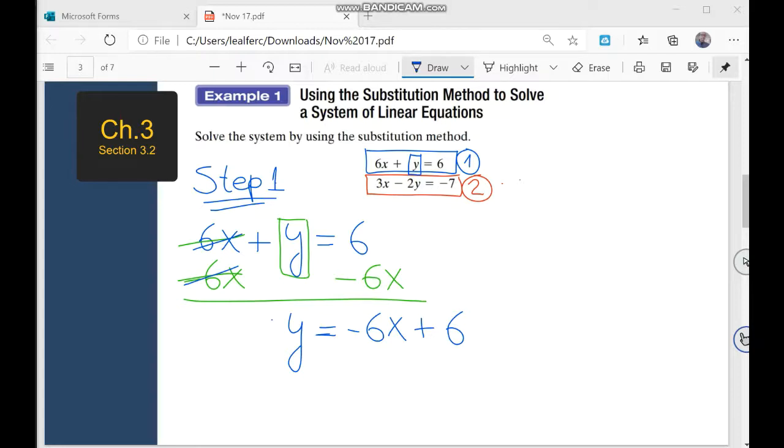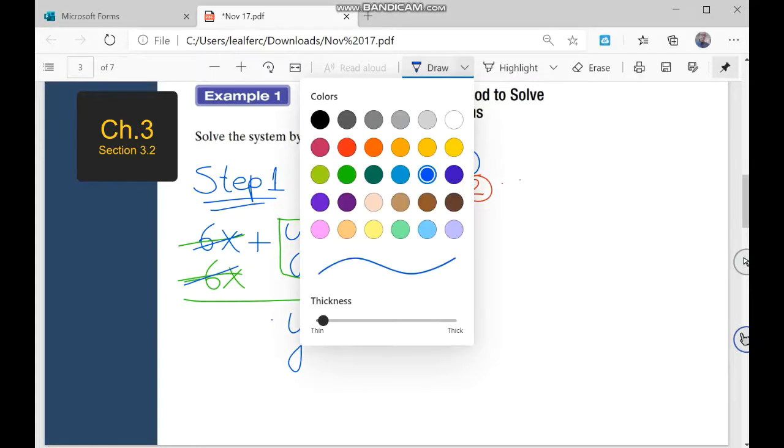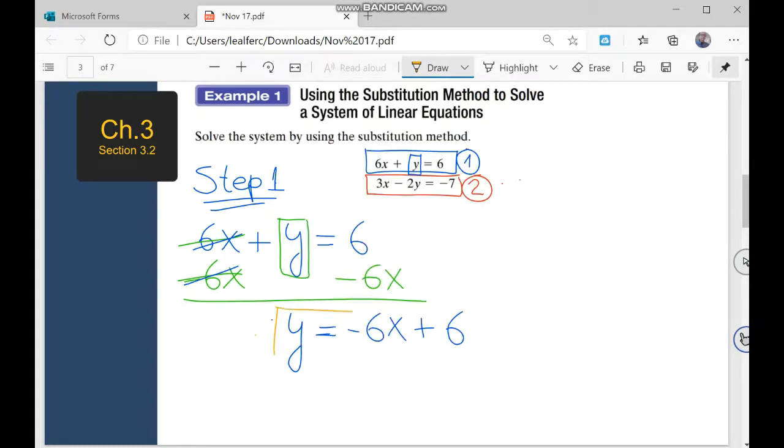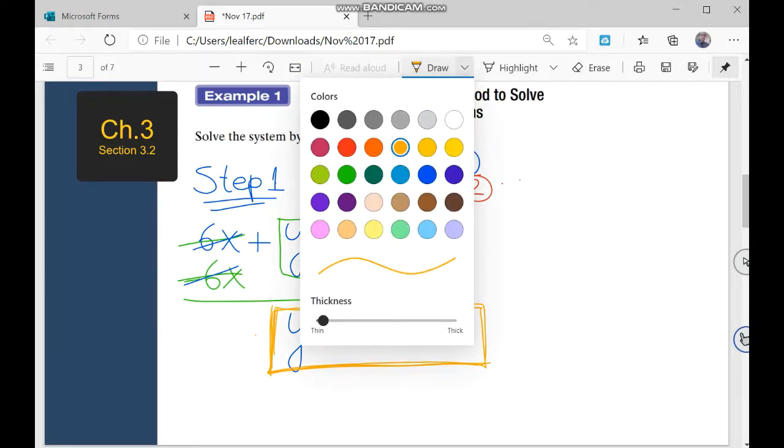This is step number 1 completed. Y equals negative 6x plus 6, I mean. This is step number 1 completed. Now let's move on to step number 2.